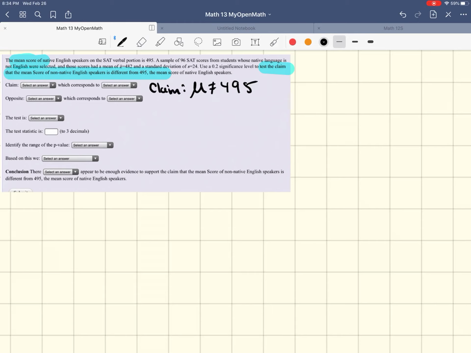So our claim is that the mean is different from 495. The opposite would then be that mu is equal to 495.